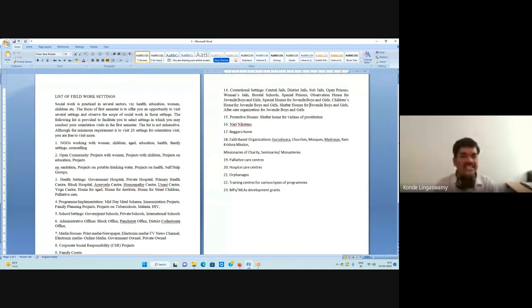Then health setting. Health setting, we will discuss in detail. Health setting: government hospitals, private hospitals, primary health centers, block hospital, Ayurvedic centers, homeopathy centers, Unani centers, yoga centers. Yoga centers are now running in India. Home for the aged, home for destitutes, home for street children, and palliative care.